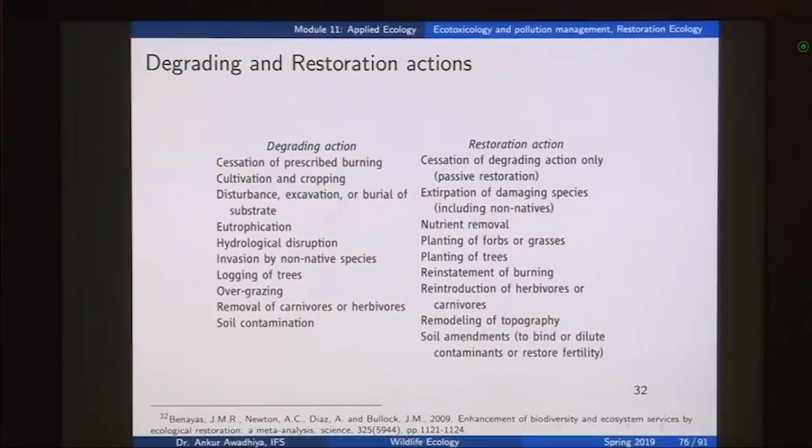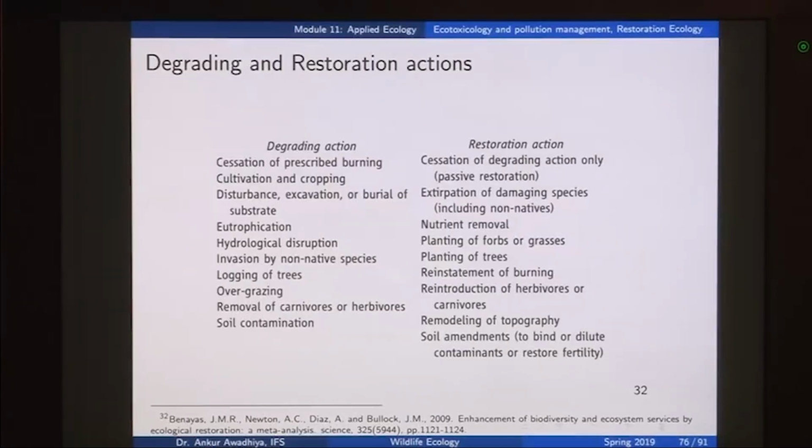Now, we will have a look at some restorative activities. Cessation of degrading action only. This is known as passive restoration. So, in the case of a passive restoration, you stop degrading. Essentially, when we talked about the release of DDT and you have stopped releasing DDT, that is a passive restoration, because at least you are reducing any further inflow into the system, but you are not removing the things that are already there, you are not helping in its degradation. So, this is known as a passive restoration.